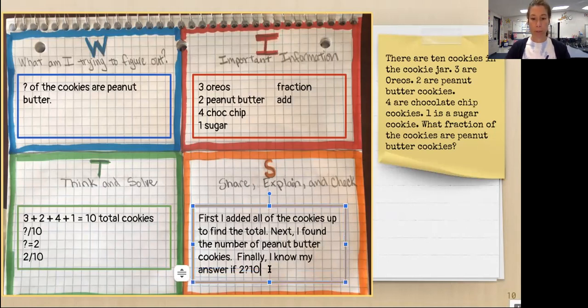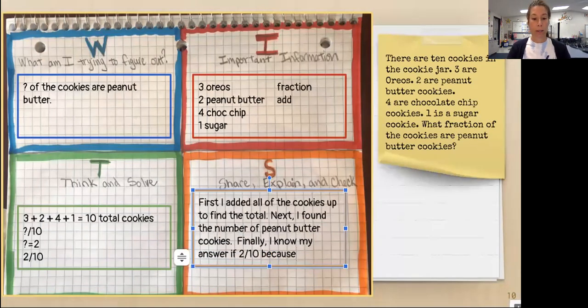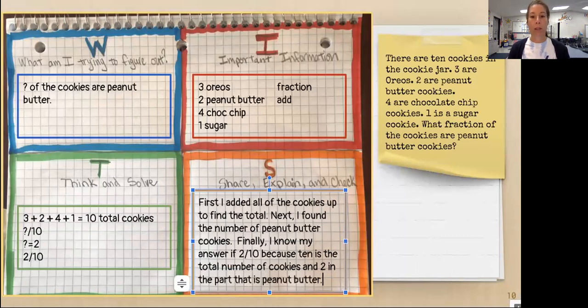Sorry about that. Let's go back here. 2/10 because, there's my special word, BECAUSE, because 10 is the total number of cookies and 2 is the part that is peanut butter. Okay, so I'm going to read that back to myself.